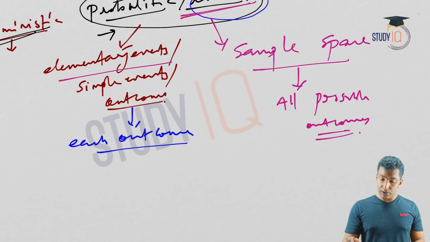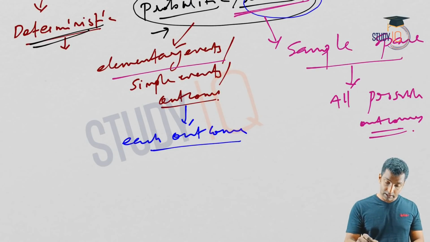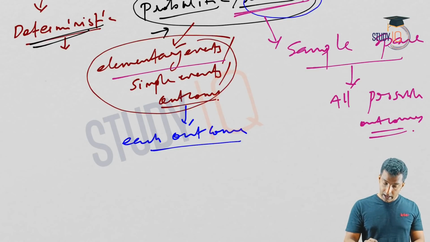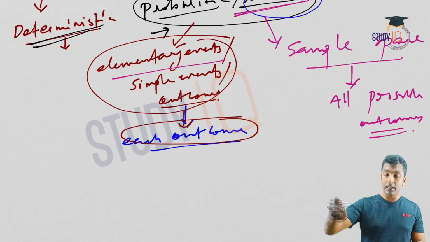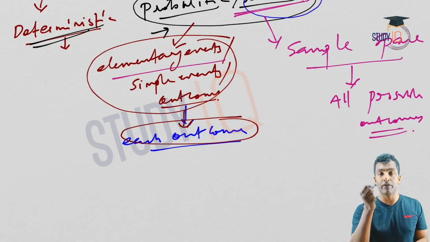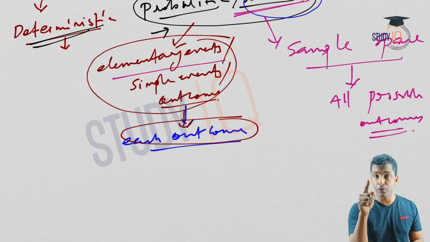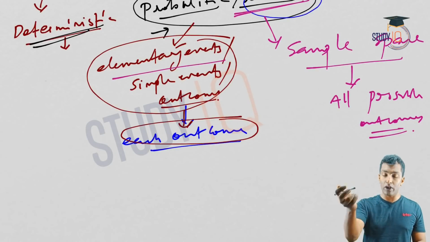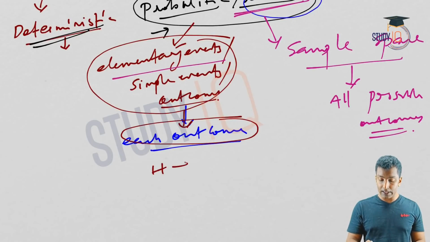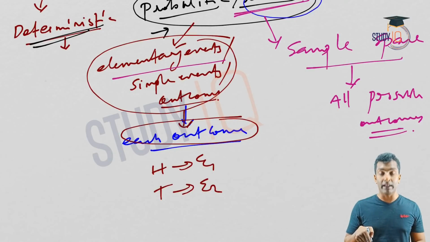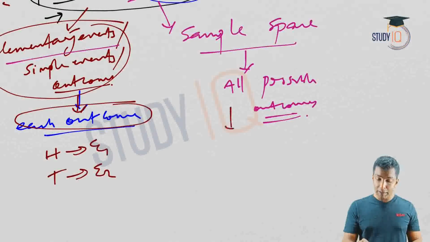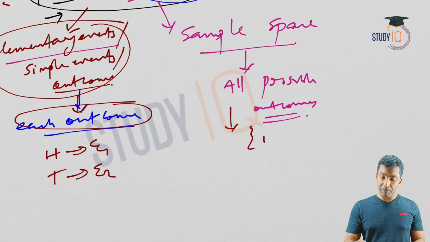Okay, so I hope you understood what is an elementary event. In a random experiment which is performed, each outcome produced is called an elementary event associated with that experiment. It's like when you're tossing a coin, each outcome can be head or tail. Getting a head is an elementary event, getting a tail is also an elementary event. So there are two elementary events. What is sample space? Sample space means all possible outcomes, which is head and tail.